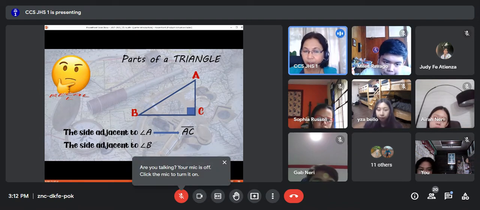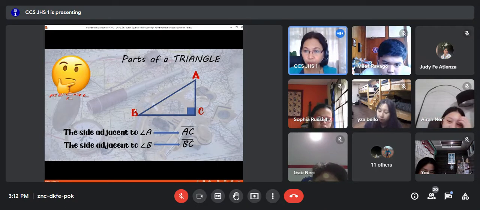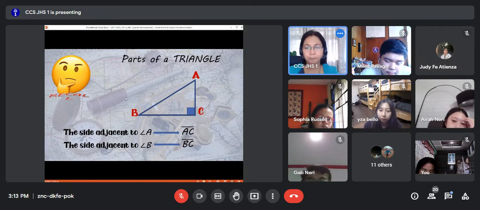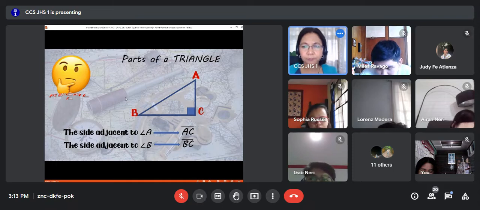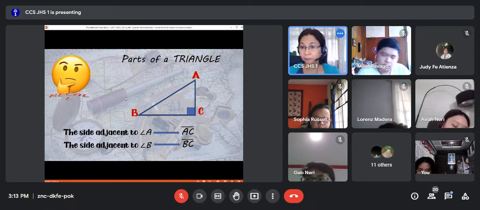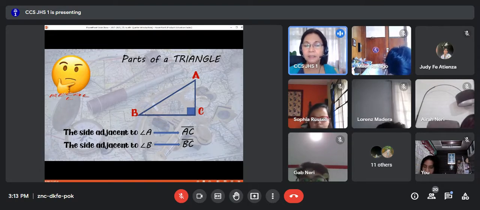And the side adjacent to angle B is segment BC. Okay, do not include the hypotenuse. We are talking here about the legs of the triangle. Am I clear? The side opposite to angle B is segment AC. The side adjacent to angle B is segment BC. You follow?